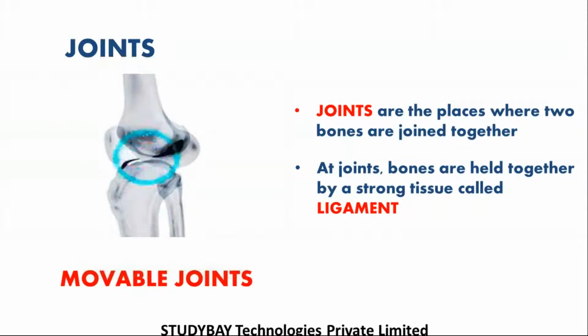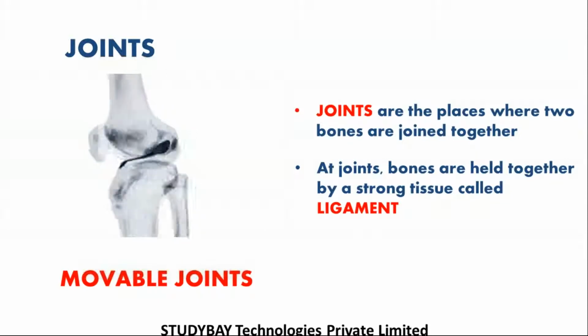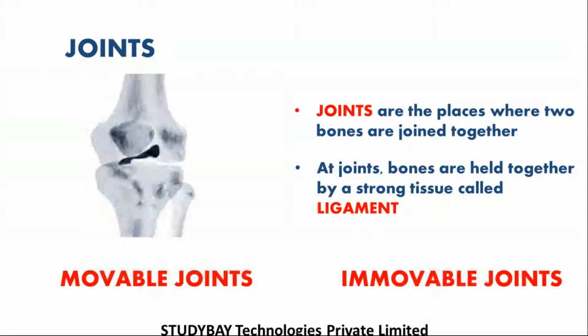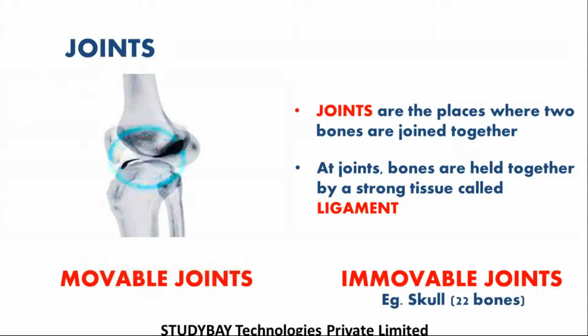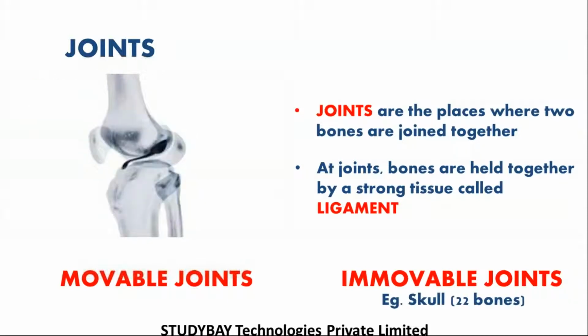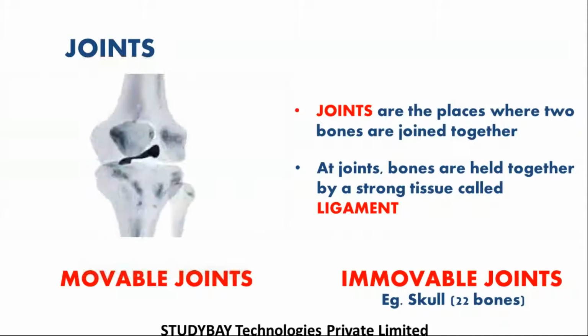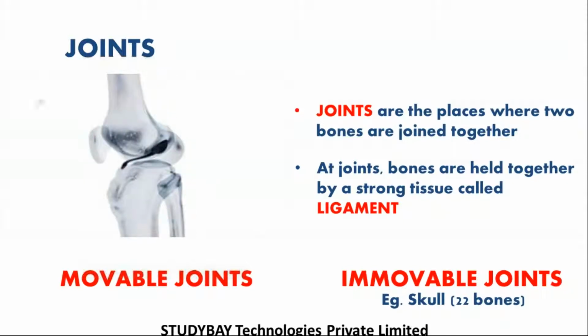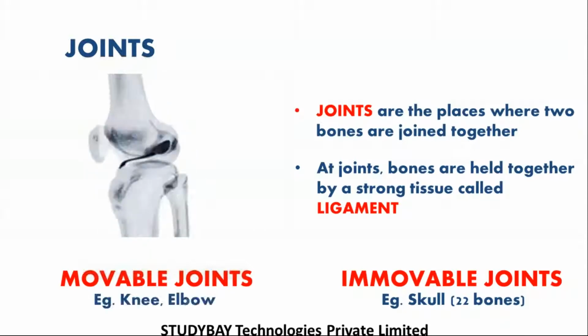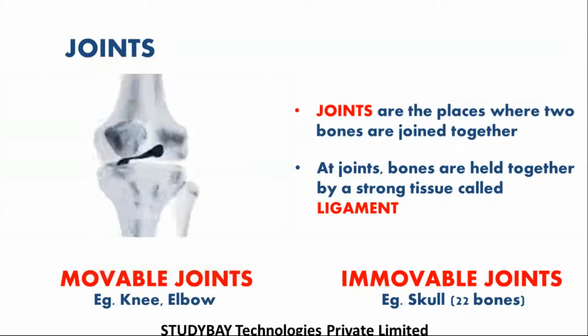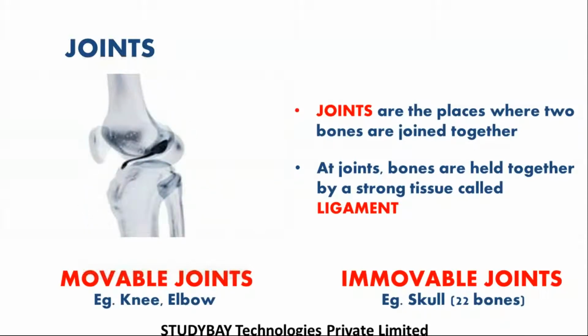Now there are two types of joints. One is the movable joint, and the next one is the immovable joint. An immovable joint example is the skull, which consists of 22 bones, but only the lower jaw is movable. And on the other hand, in movable joints, we have the joints of the knee, elbow, and so on.